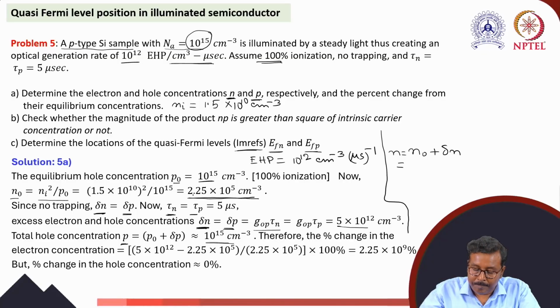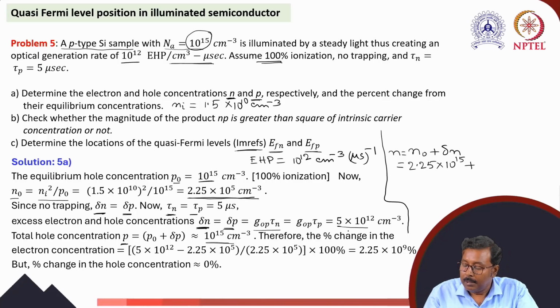This is 2.25 × 10^5 plus delta N, which is 5 × 10^12. See, huge change. Sorry, this is not 15, this is 5. This is the value of n.